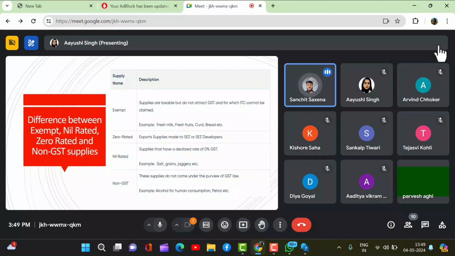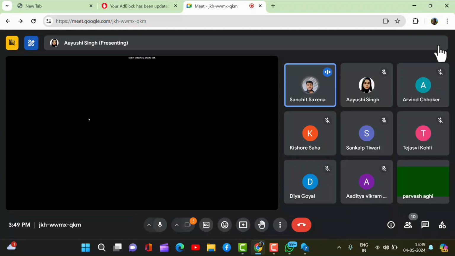Coming to my last point, non-GST supplies do not come under the purview of GST law. As I mentioned, alcohol and petrol are examples. So this is the difference between exempt, nil rated, zero rated, and non-GST supplies. That's the presentation. Thank you.